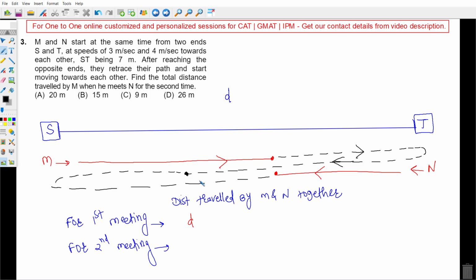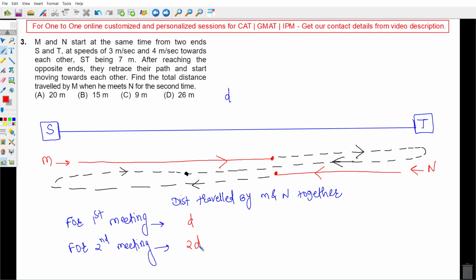Now look here. So tell me, after the first meeting and before the second meeting, total distance traveled by M and N together will become how much? The total length of the black portion is how much? Tell me. 2D. Are you getting this?